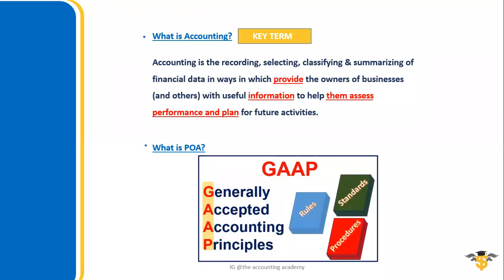I want you to see it in terms of a picture now. When somebody asks you what is POA, you should be able to see this picture in your mind. So GAAP, Generally Accepted Accounting Principles, is rules, standards, and procedures, right? And any rules, standards, or procedures are guides to help us do something.